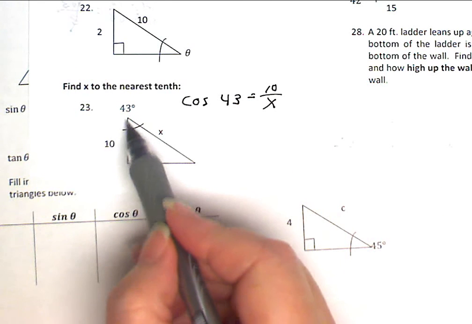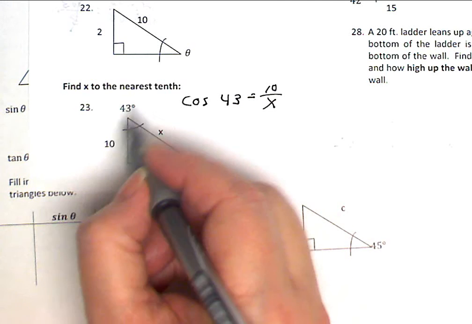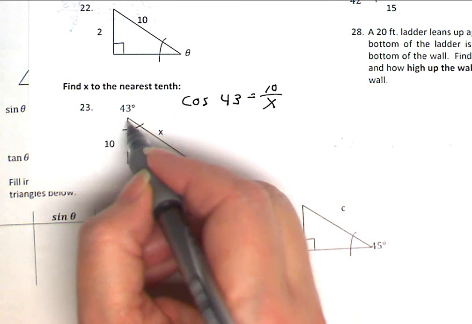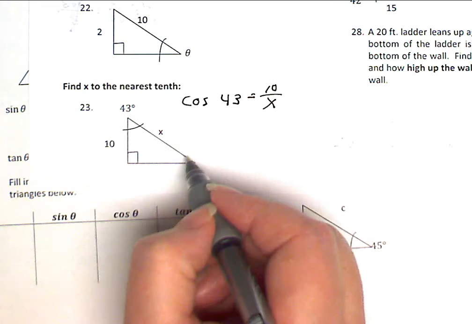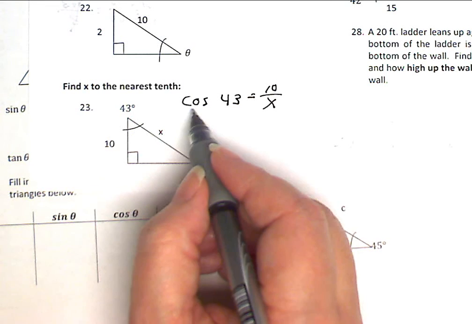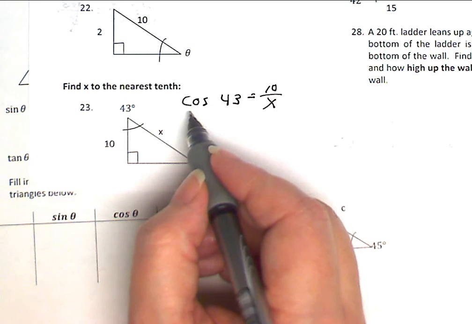From this angle, this is adjacent. This is my hypotenuse. So we have adjacent and hypotenuse would be cosine. It is, but it's sometimes hard to see which is the longest side.